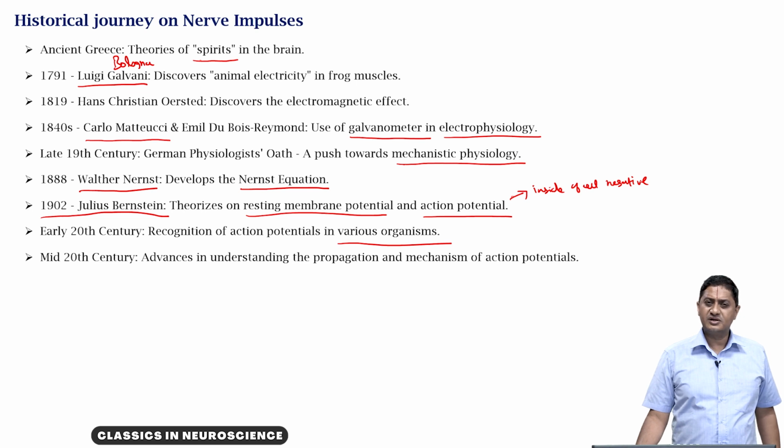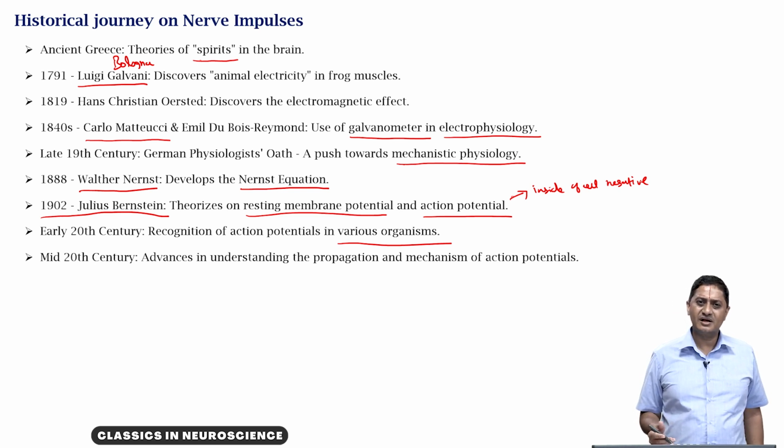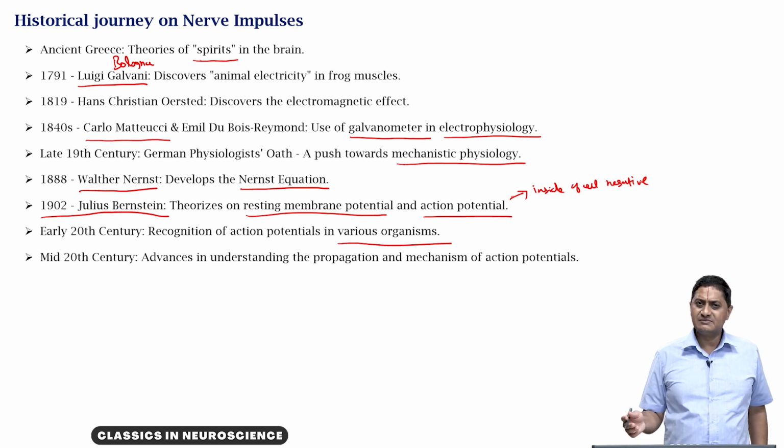And why would this be the case? Because it contains more anions than cations. So, there are ions everywhere inside the cell and outside the cell. The inside of the cell contains perhaps more anions than cations. And action potential itself happens due to a transient change in the resting membrane potential.